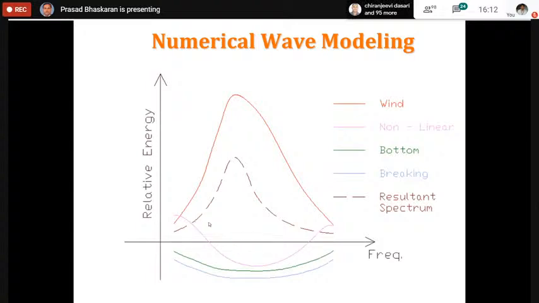Now, when I come into the shallow waters, then you are having a bottom interaction, then you have got the wave breaking. So both of these are again dissipative mechanisms. If I take the cumulative effect of all these processes that you see in this figure, you get the total energy of the wave system. So the total energy of the wave system, if I integrate for all the frequencies, you get the total energy, and from the total energy I can get the significant wave height, the highest of the 1/3 waves in the record, I can get what is the wave period, I can get what is the wave direction.